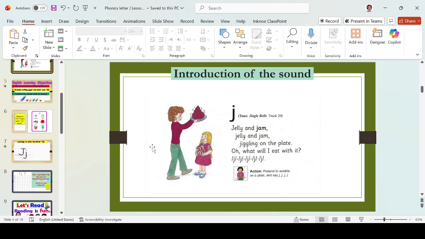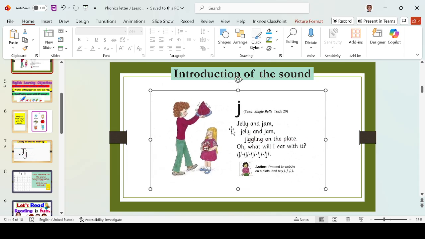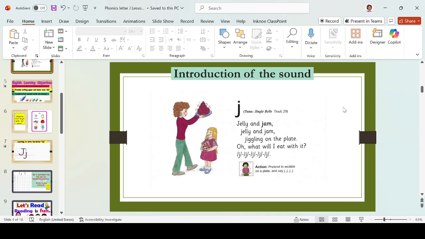So today we are going to learn about the letter J, okay? So J is the letter name. But for us to be able to read and write words with the letter J, we need to know the letter sound. So for the letter J, the sound is J, J, J. I want you to say J, J, J.